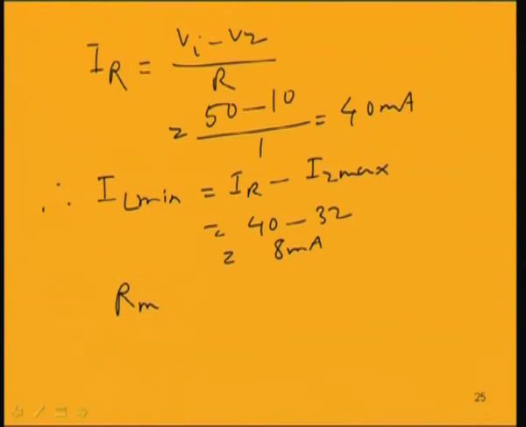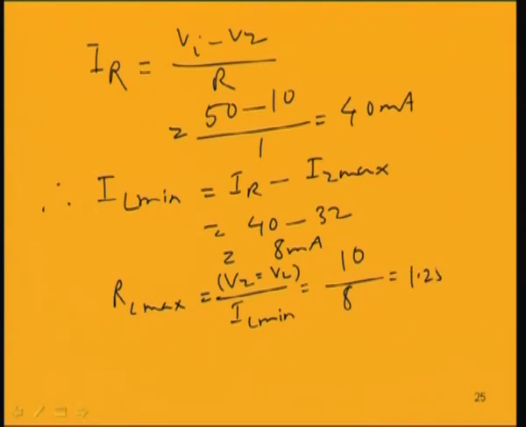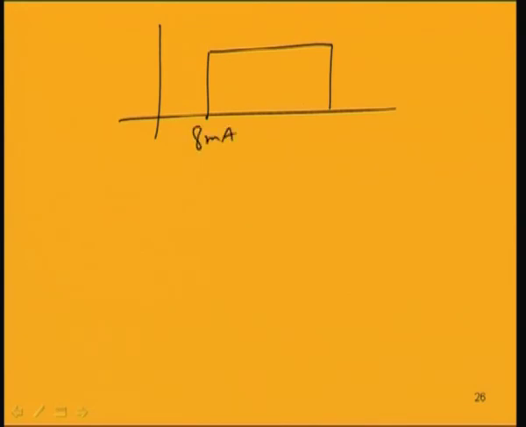Correspondingly we get RL max. RL max is VZ by IL min. VZ is nothing but VL, the load voltage across this resistance. So, that is equal to 10 volt divided by IL min, 8 milliampere, which is 1.25 kilo ohm, the maximum load resistance. That means, for these two conditions of minimum load current 8 milliampere and maximum load current 40 milliampere, we get constant voltage VZ, which is 10 volt.